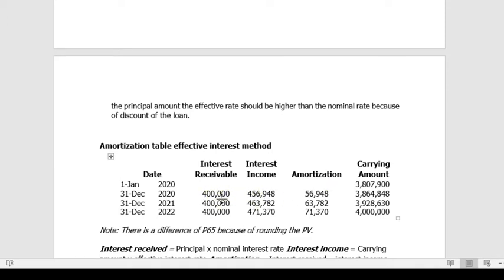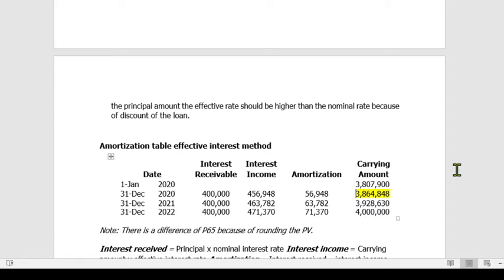The amortization. Ang amortization is just the difference between the interest receivable and the interest income. So, magkano ba ang difference ng dalawa? 400,000 minus 456,948 is 56,948. Remember, ang carrying amount mo is 3,807,900 which is lower than your principal amount na 4 million. So, ikaw ay papunta sa 4 million. So, anong gagawin mo sa 56,948? Ia-add mo yan. So, 56,948 plus 3,807,900 is 3,864,848.